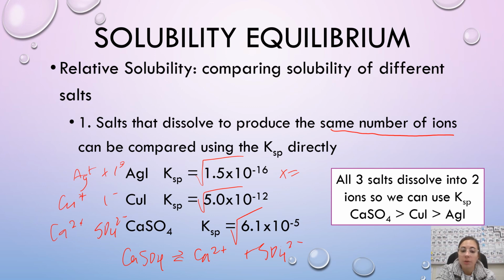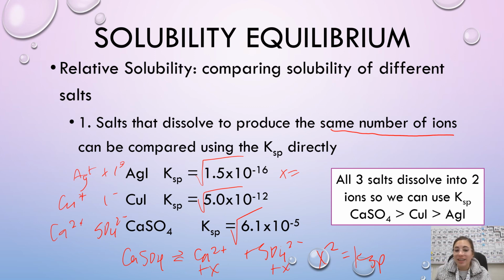What are all of them going to be at equilibrium? Plus x, plus x. So when we set that equal to Ksp, we're just going to have x squared equals the Ksp. So x is the square root of Ksp. Because all of these dissolve into 2 ions, we can just compare them directly. We don't need to find the square root of all of them.